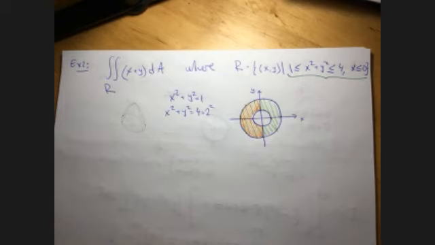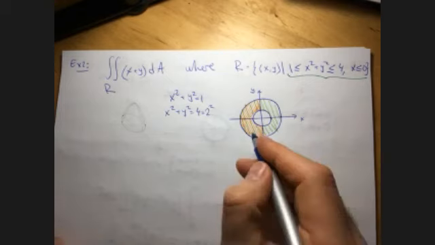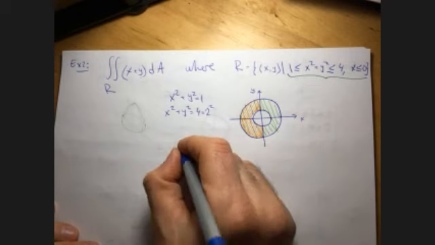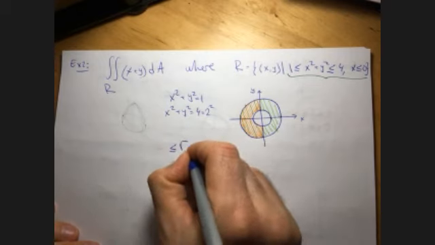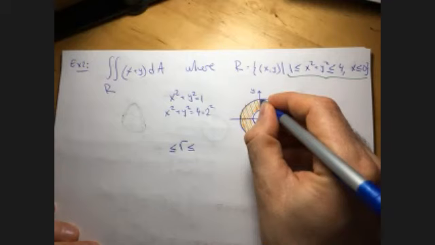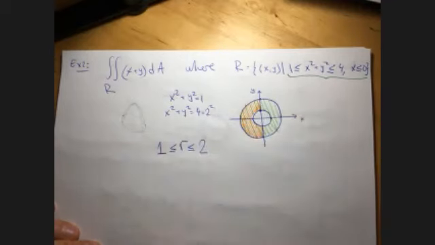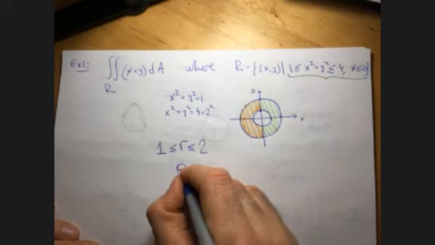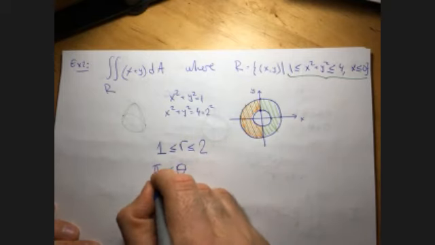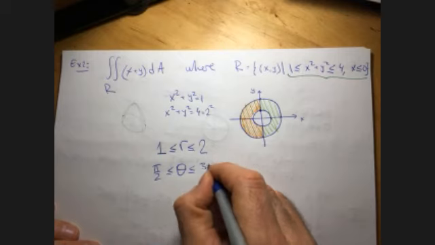Well, let's express this in polar coordinates. First, r starts from 1 and goes to 2. r is between 1 and 2. Theta starts at pi over 2 and it's done by 3 pi over 2.